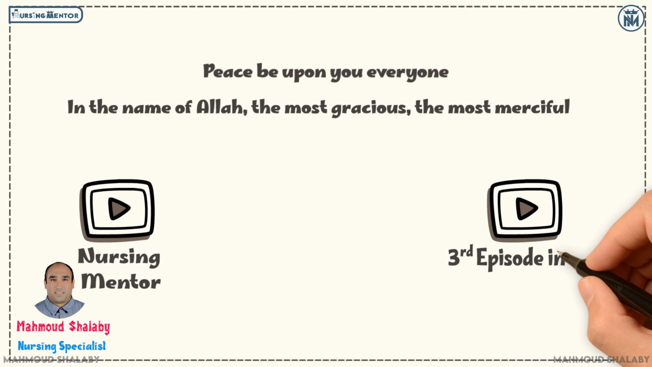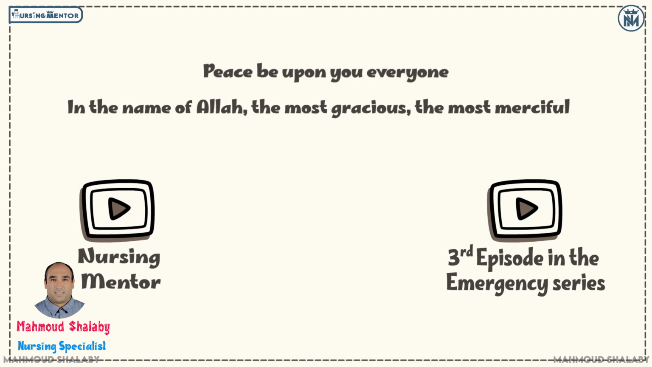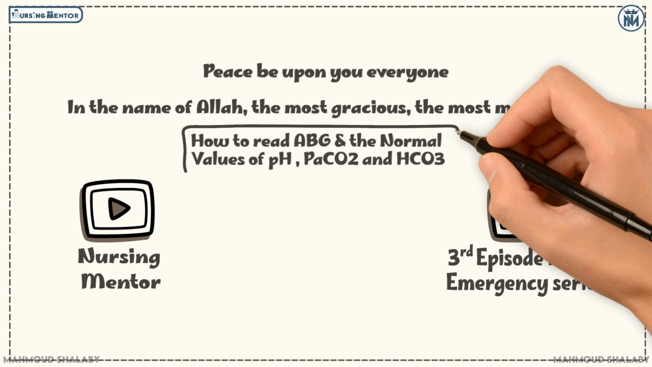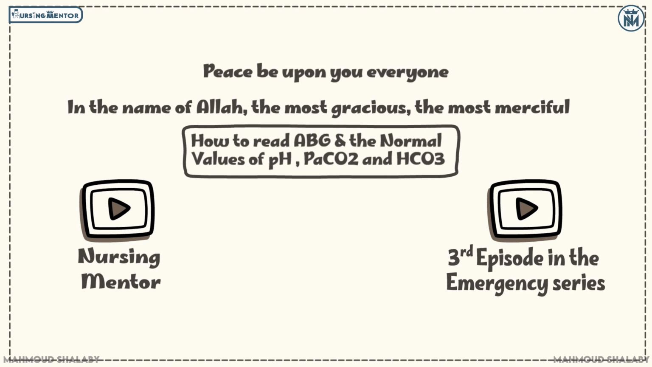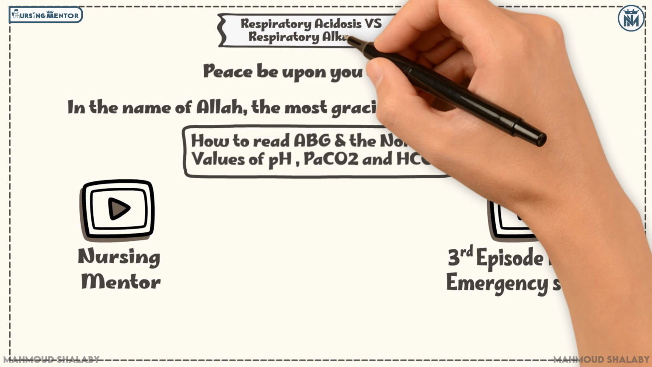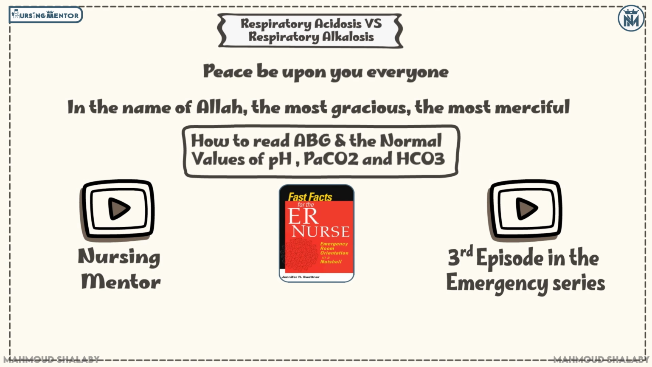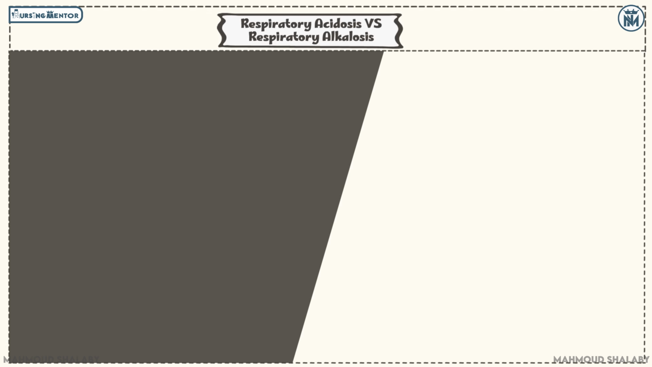In the third episode in the emergency series. In the previous episode, we talked about how to read ABG and the normal values of pH, PaCO2, and HCO3. Today, we will talk about respiratory acidosis versus respiratory alkalosis. Our main reference is the Fast Facts for ER Nurses book.